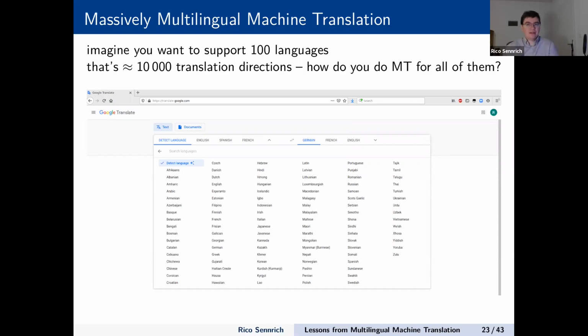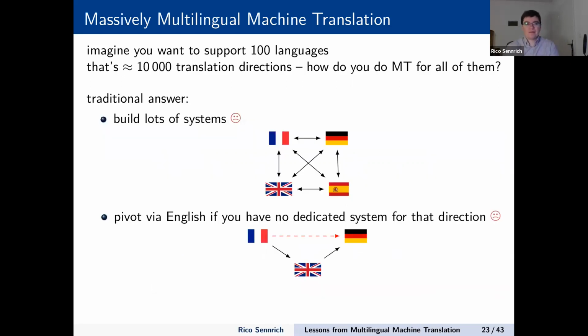Now, how do you do machine translation for them all? I mean, there are some possible answers, but they are not very satisfactory. Like you could train a dedicated system for each direction. But that means you're building lots of systems, maintaining lots of systems. This is a huge effort, and it doesn't scale very well because, I mean, I said here this is 100 languages, but ideally we would go beyond the 100 and try to cover more languages than that. This combinatorial explosion will just kill you.